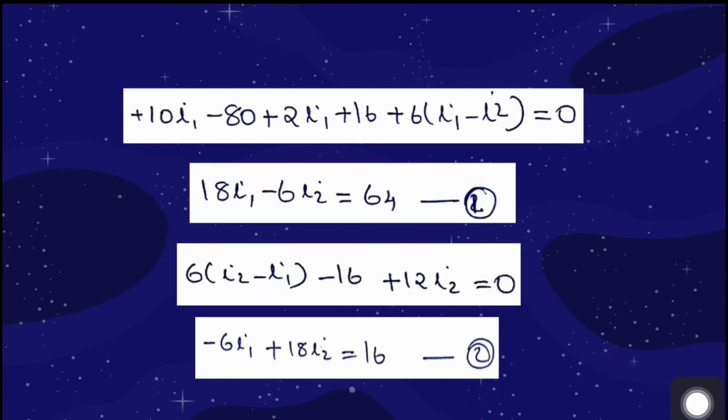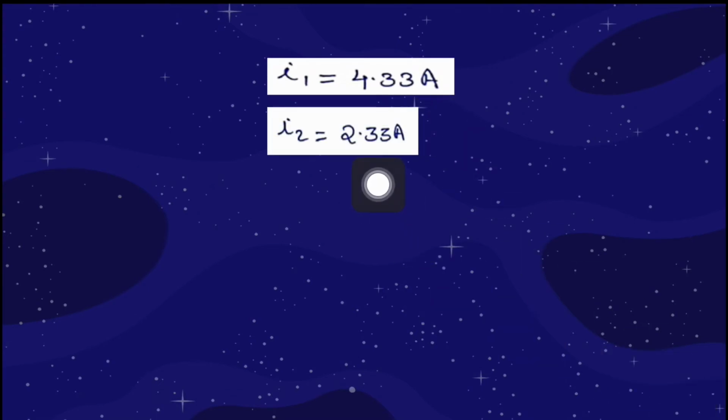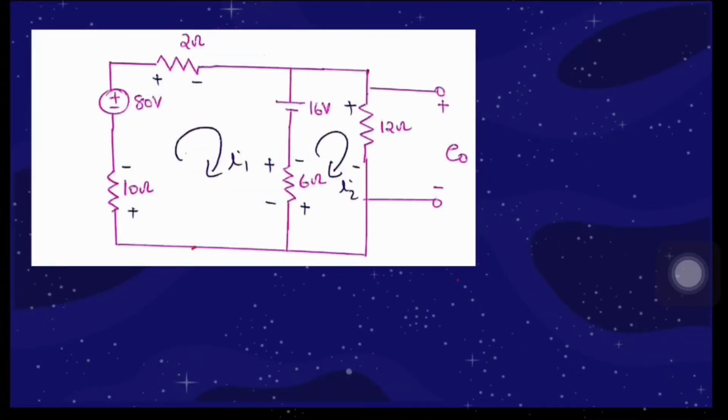Thus, we have two unknowns I1, I2 and two equations. By solving these two equations, we get the value of I1 as 4.33 amperes and that of I2 as 2.33 amperes. Hope you remember, in the question we are asked to find out the value of E0, which is nothing but the voltage drop across this 12 ohm resistor.